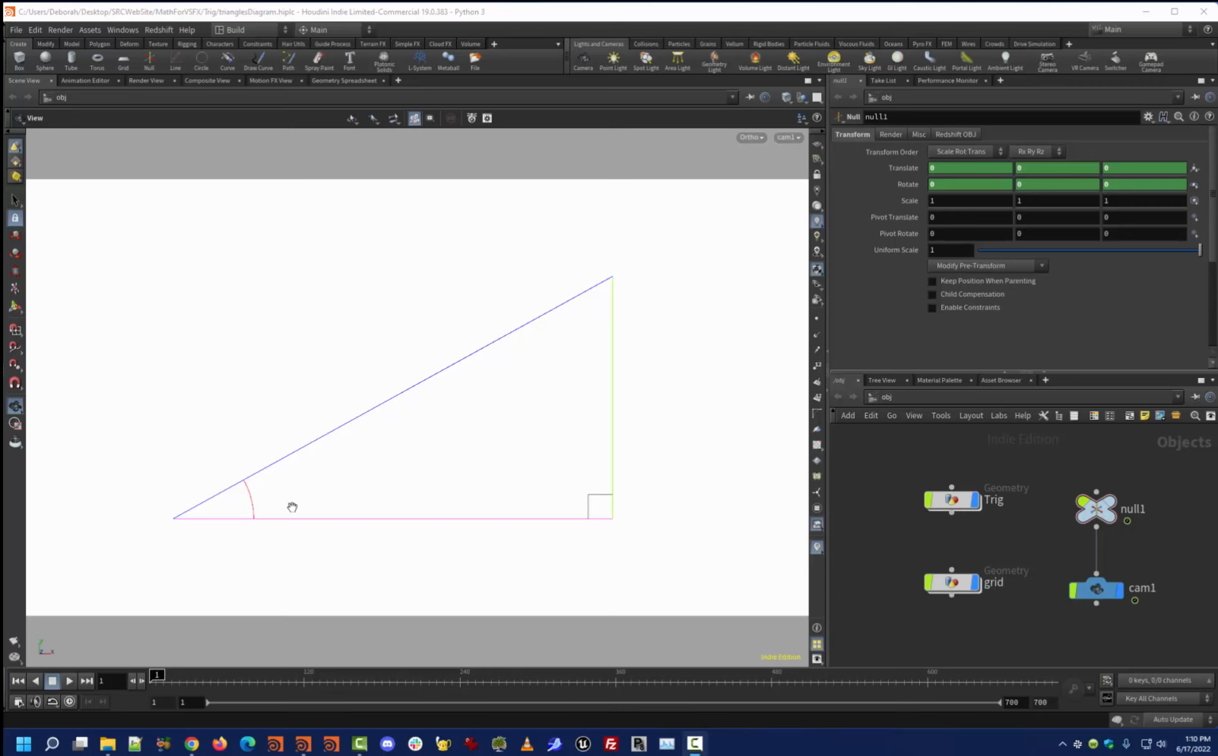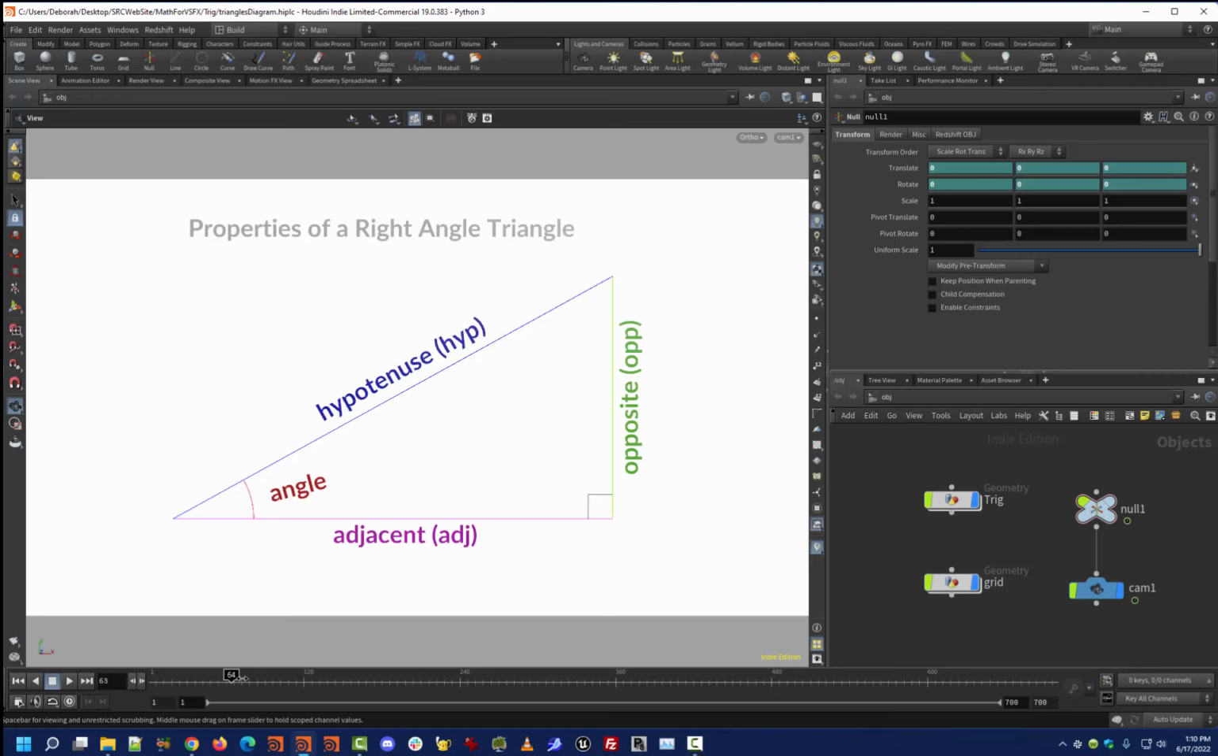Right here I have a triangle and it has a 90-degree angle, which makes it a right-angled triangle. There are two sides, one of which is closest to the angle, which we call the adjacent side. The one that is opposite the angle is the opposite, and the longest side is called the hypotenuse. So just to add some labels, the properties of the right triangle look like this.